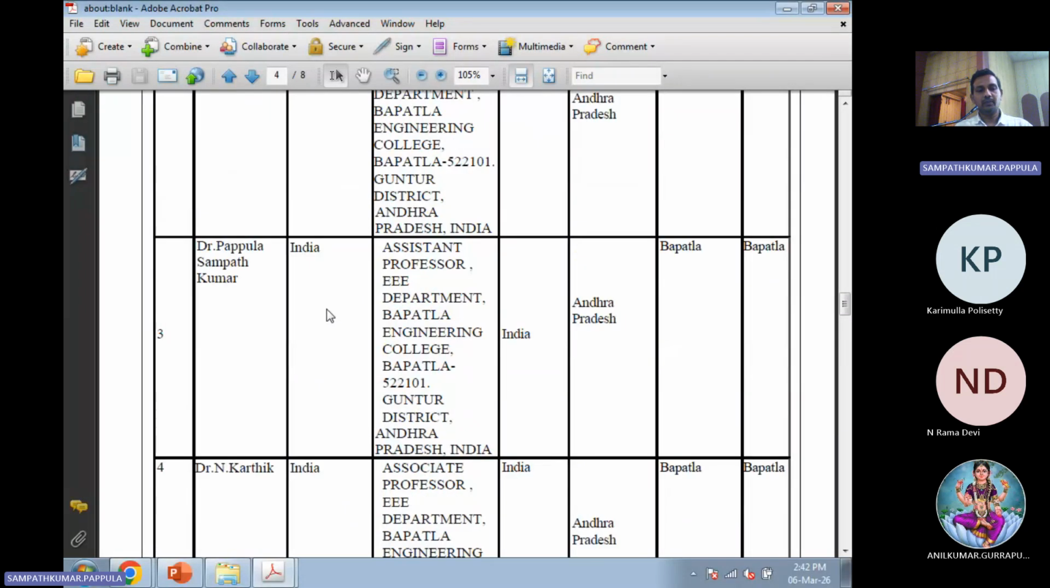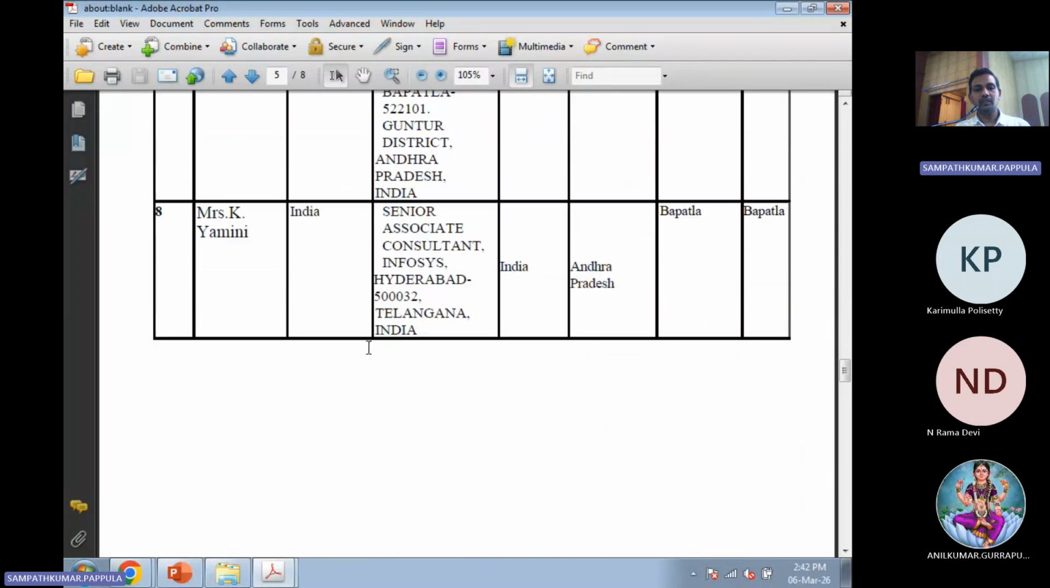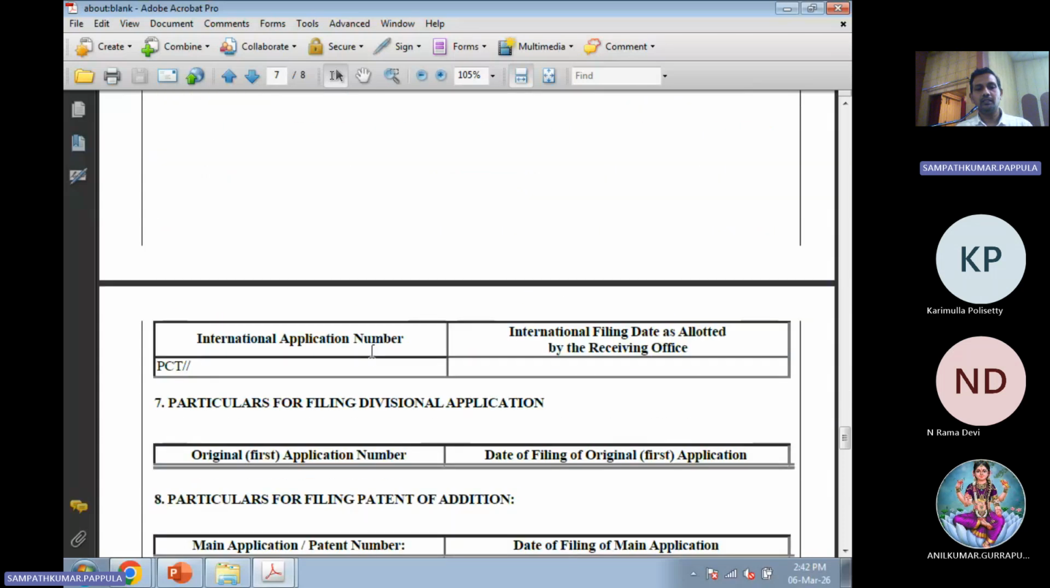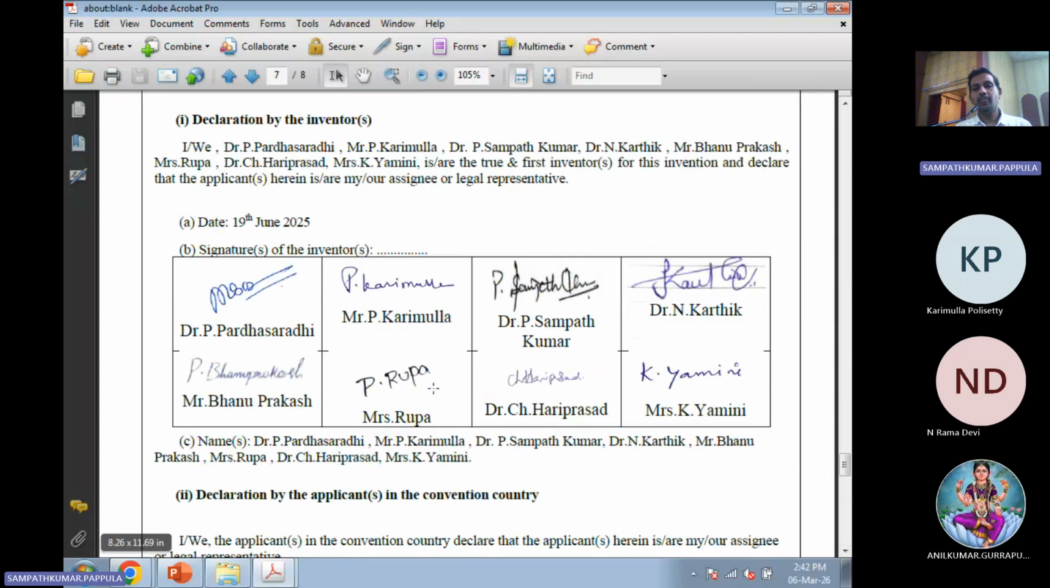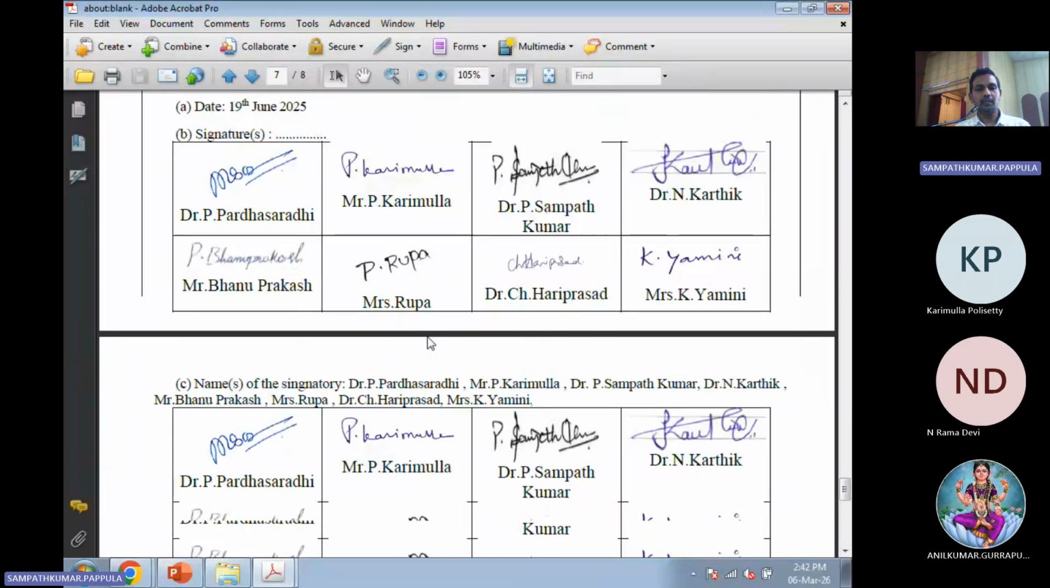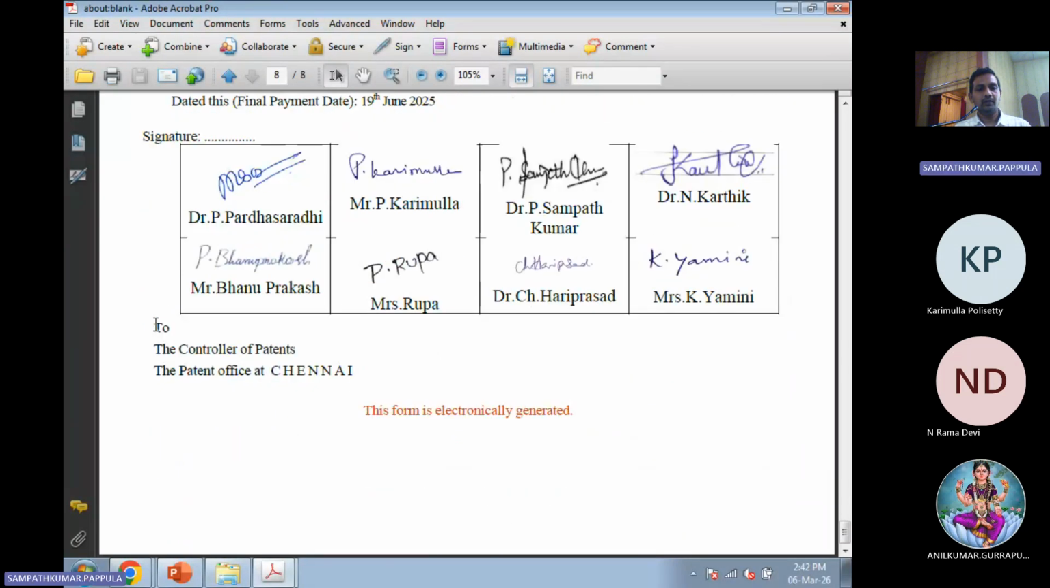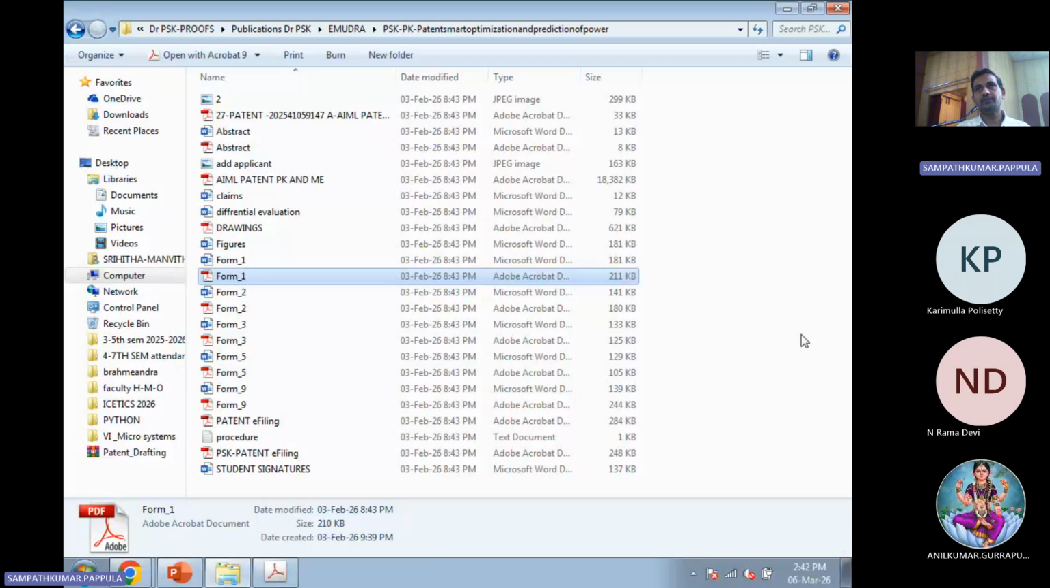Here, some persons, myself also, are there. So this is the first file you need to prepare like this. Finally, you need your signatures. This is an important thing. These are the required formats, and I'll give them to you later. Finally, it is addressed to the Controller of Patents, the Patent Office at Chennai. That is our address. So this is about Form 1.